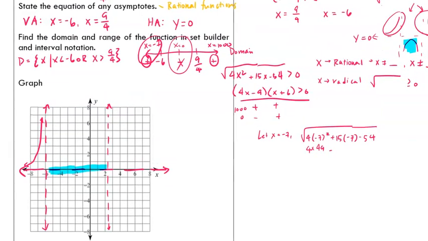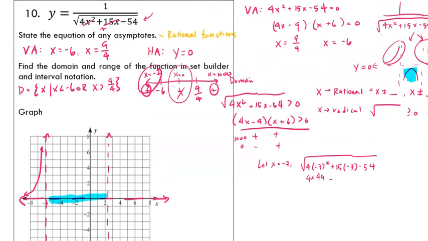If I put in a number that is greater than x equals 9/4, like 1,000, which I did right here in my example, then that means it's going to be a positive number. So I'm just going to draw my little rinky-dink graph. It doesn't have to be precise.